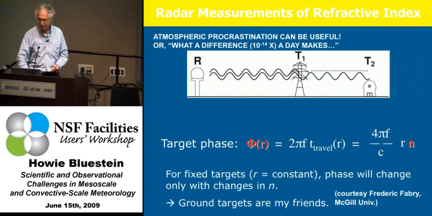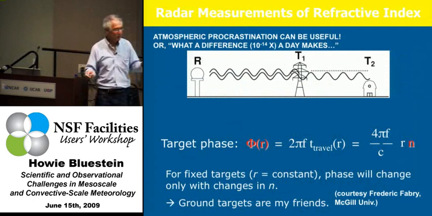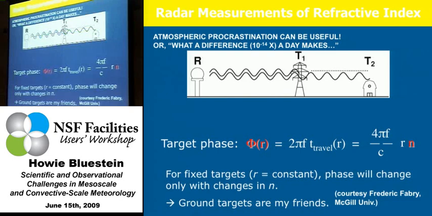Okay, I mentioned earlier the problem of how do you measure thermodynamic variables remotely. One way to do that is to use the refractive index. So you send out a radar beam, and it comes back, and you can measure the phase of the returning beam, and it turns out that it is a function of n for a target that's at a fixed distance r and a fixed frequency f, and as far as I know, the speed of light is constant. This phase will depend on n, which is the refractivity.